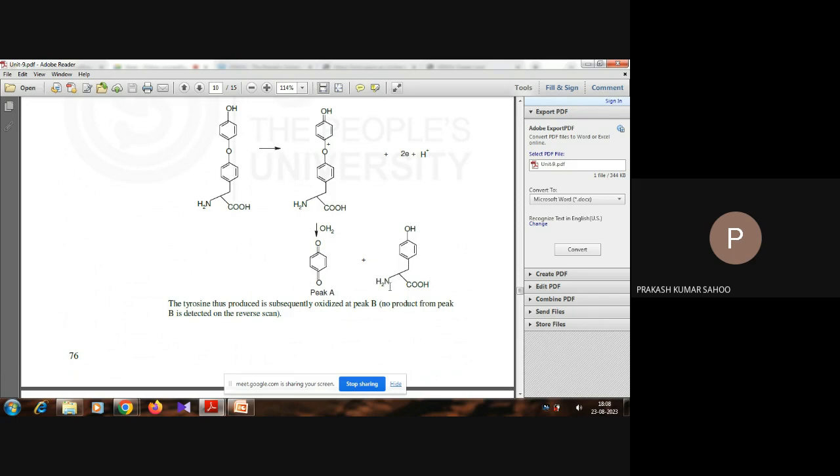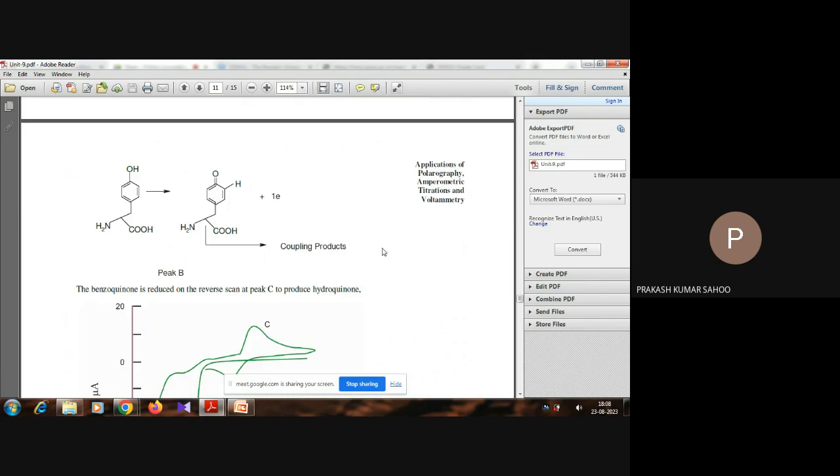Amino acid means it contains an amine group and an acid group. So this is the amino acid and this is benzophenol. Then the amino acid again loses one electron to give this compound, right? So this becomes a double bond O, carbonyl, and H is here.